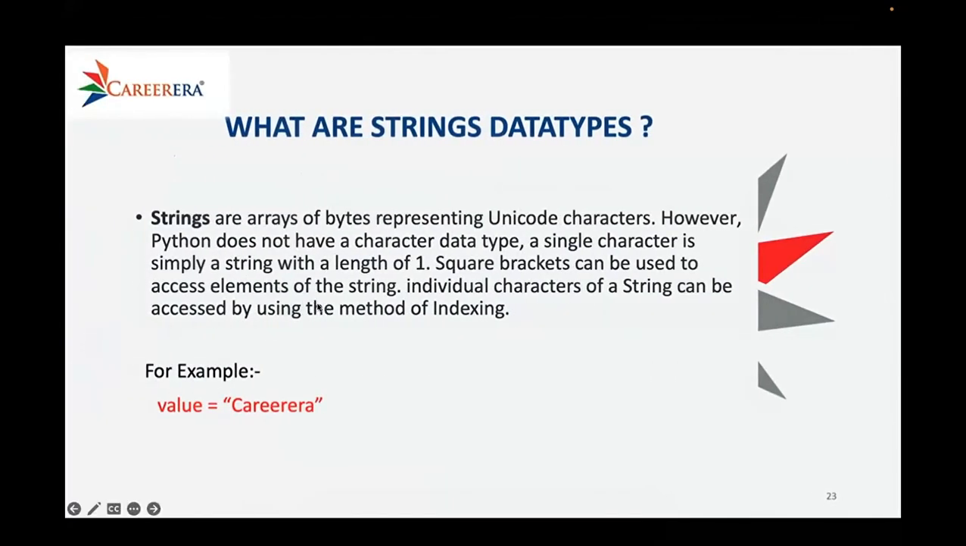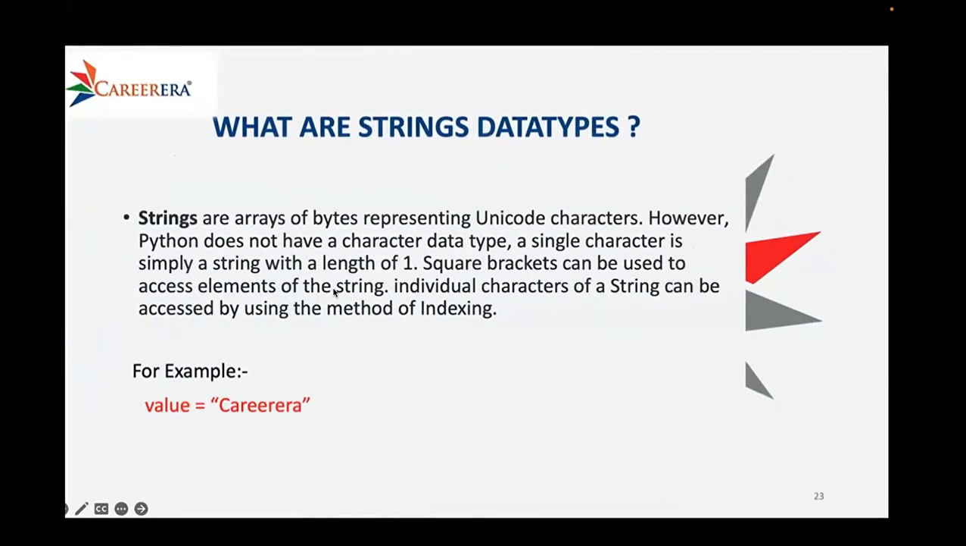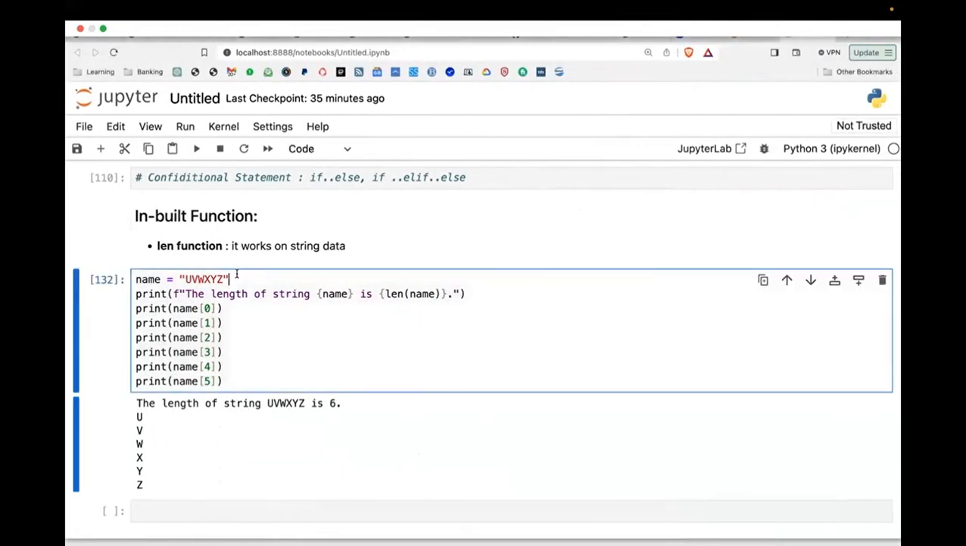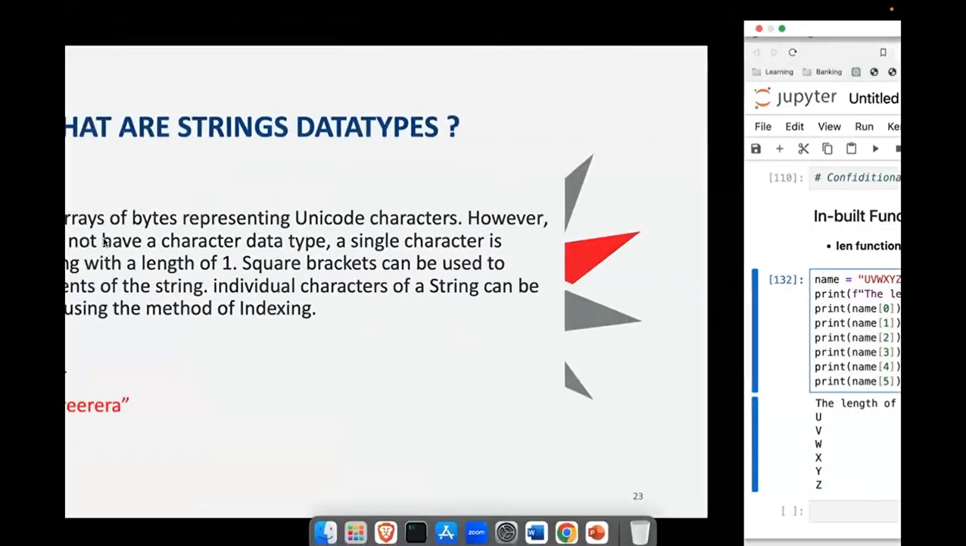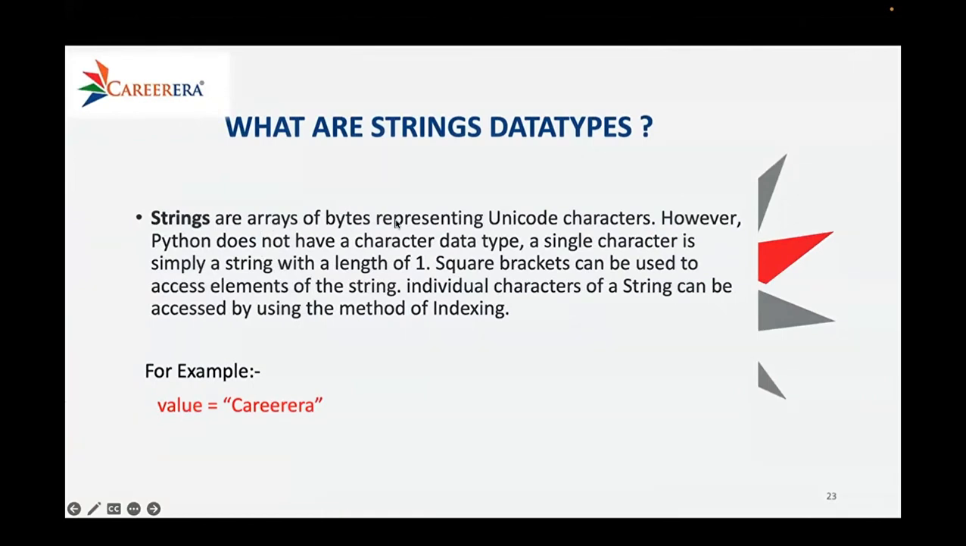So they were just saying it. You can also declare a string with a single character. That is also called a string. That is what they were saying in the data. Read it. Strings are arrays of bytes representing Unicode characters. Python does not have a character data type. A single character is simply a string. Why are they writing it? Python doesn't have any character data type.